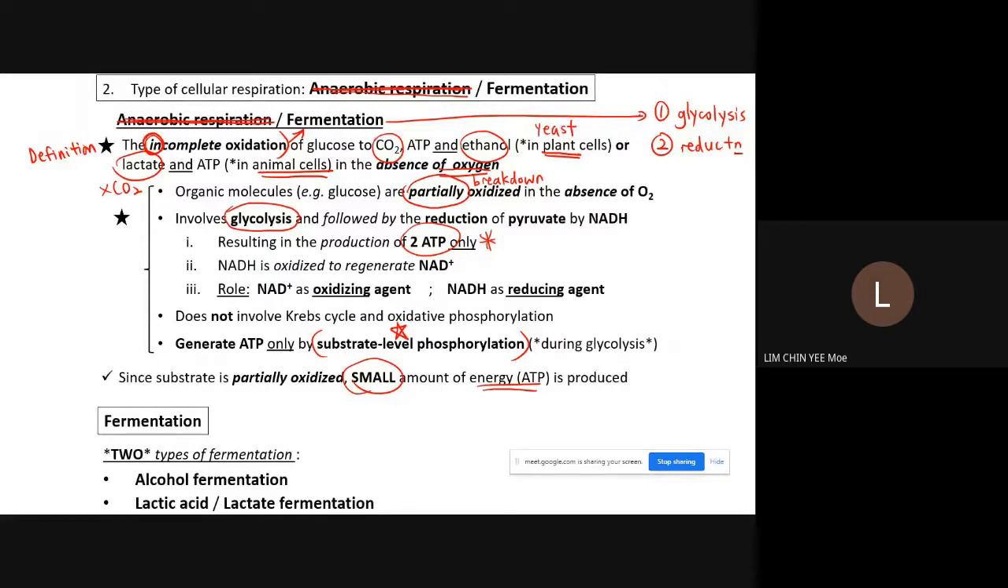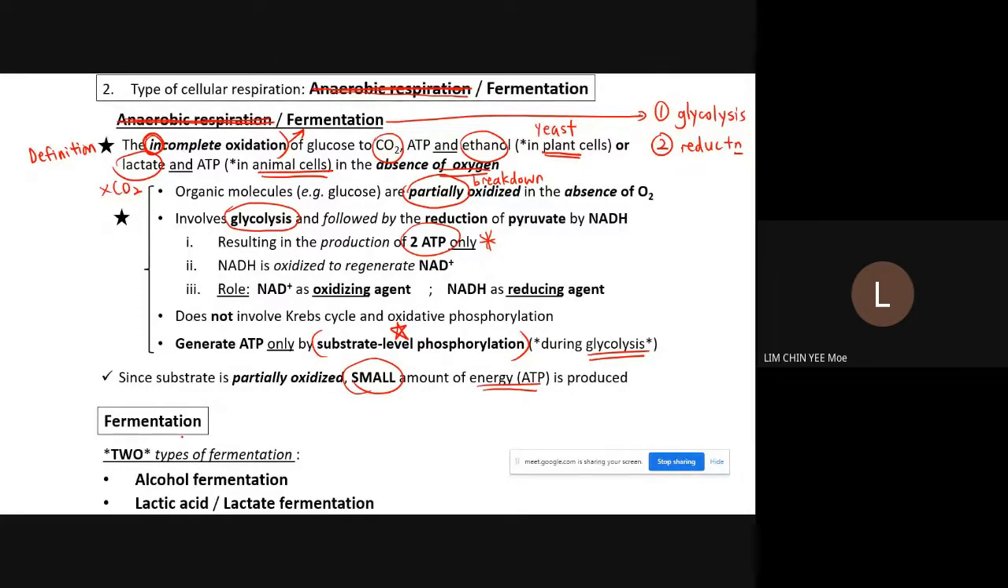Tak boleh melalui oksidatif lah sebab dia pun tak masuk mitochondria, dia pun tak ada stage yang seterusnya, dia hanya first stage tu je. Lepas glycolysis terus reduction. Yang stage seterusnya semua tak ada, so maksudnya ATP dia hanya boleh produce melalui substrate level phosphorylation semasa glycolysis. Jelas? Yes, Miss. Jelas. Alright, so inilah yang you kena ingat, Miss dah letak star. You must remember all this. Kalau you ingat ini, you memang dah faham lah fermentation.